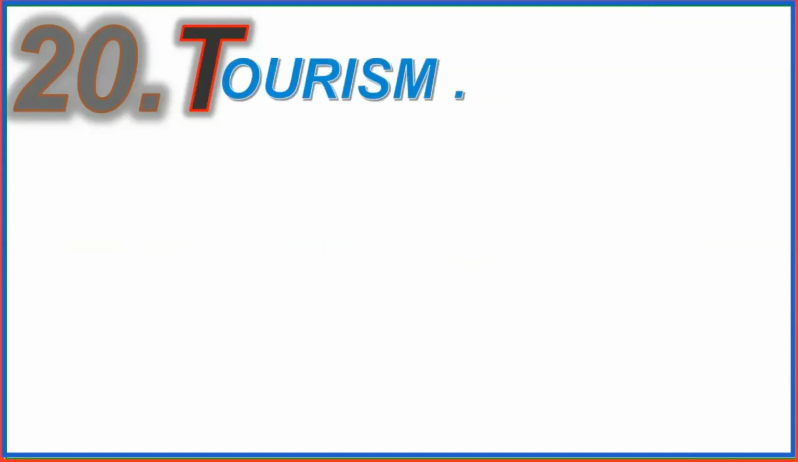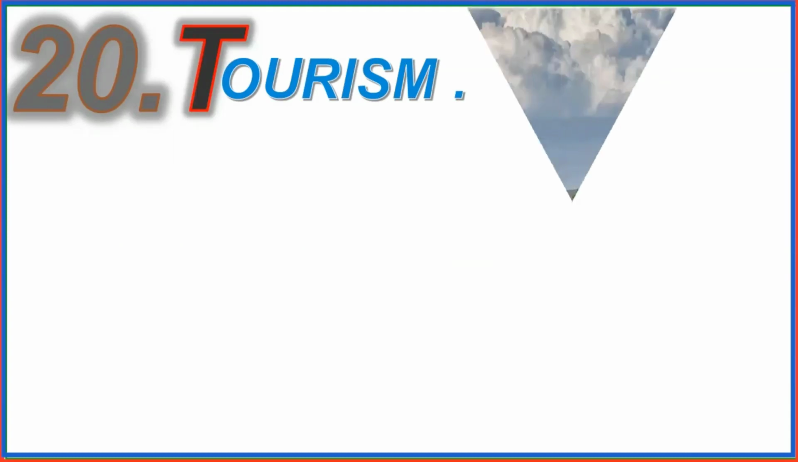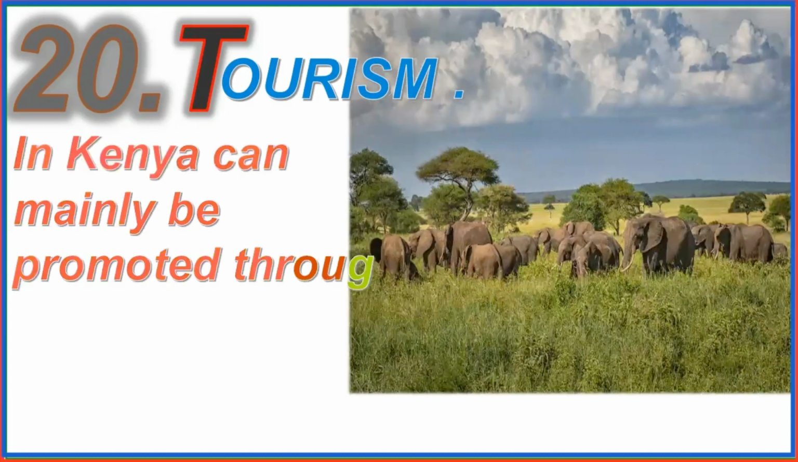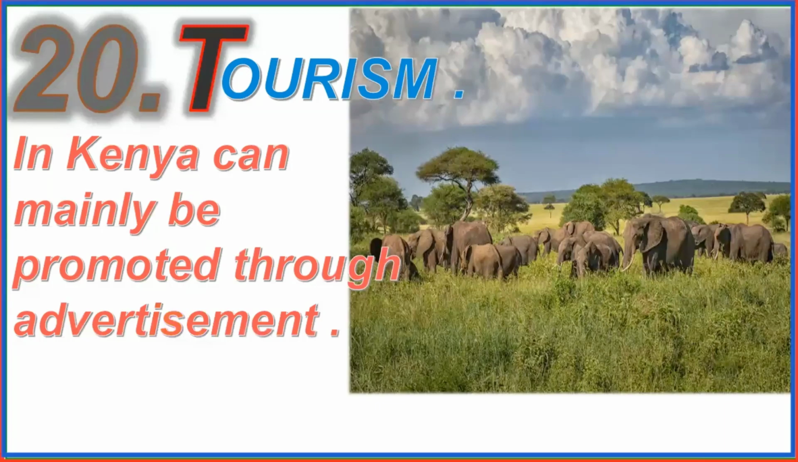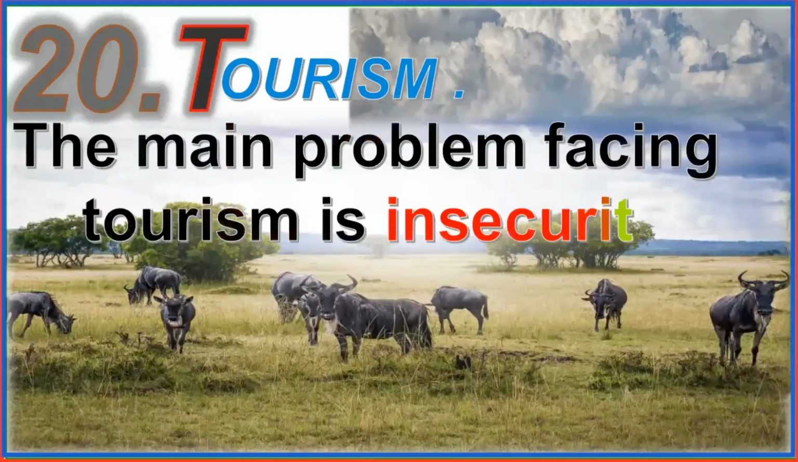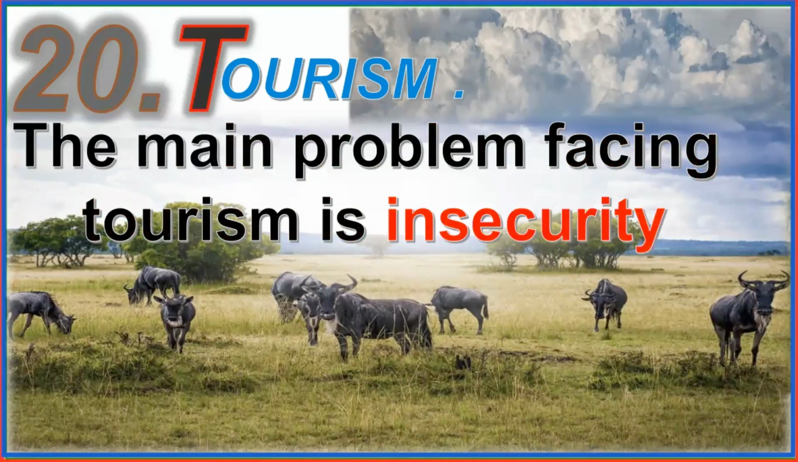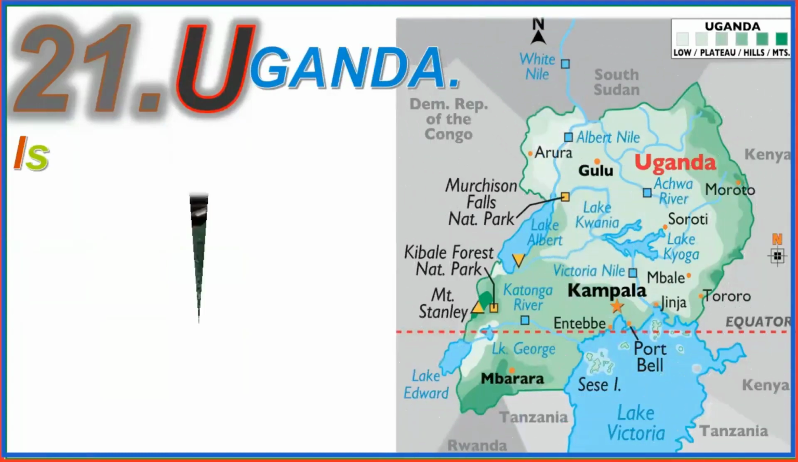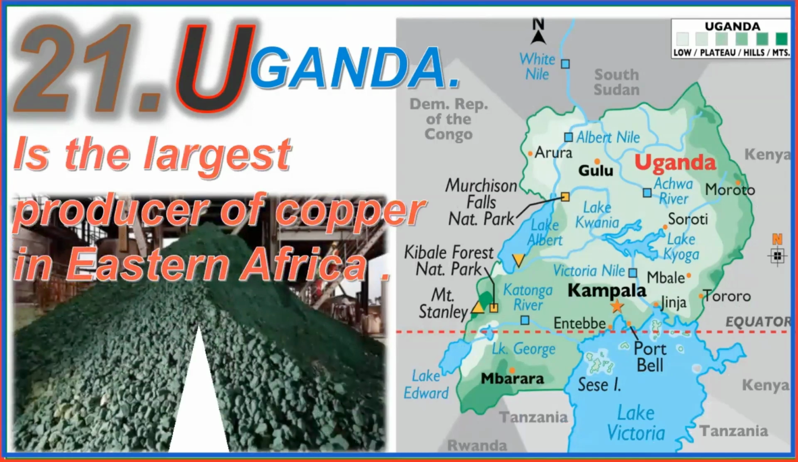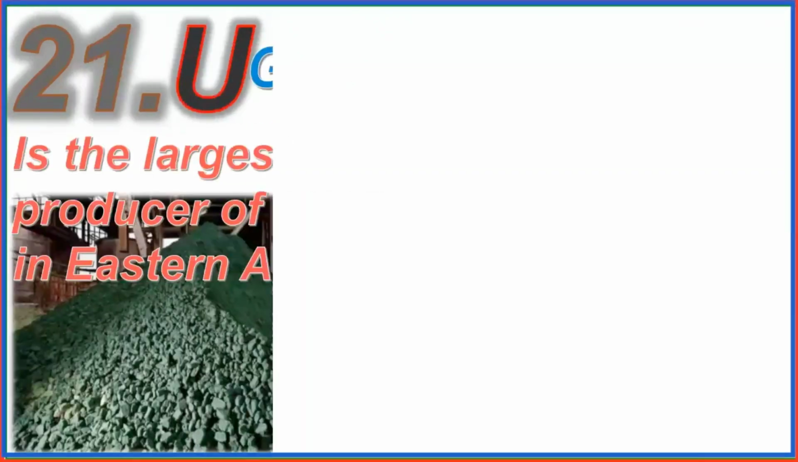Number 20, T. T for tourism. Tourism in Kenya can mainly be promoted through advertisement. The main problem facing tourism is insecurity. U for Uganda. Uganda is the largest producer of copper in Eastern Africa.